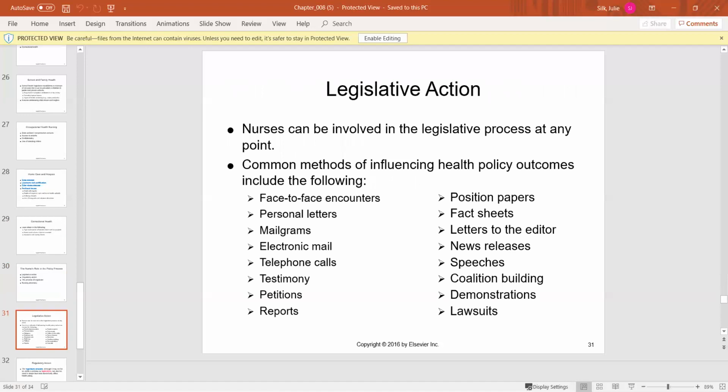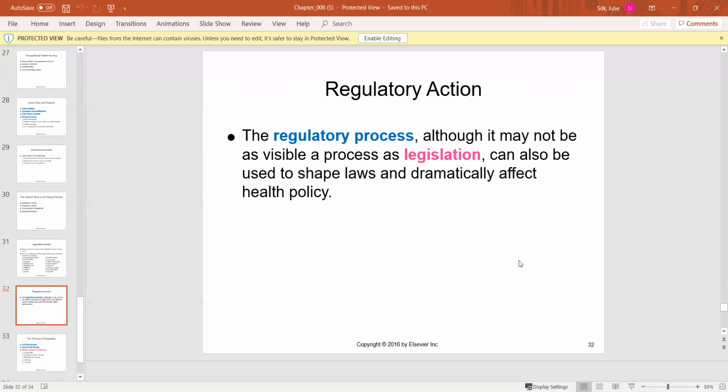This talks about how nurses can be involved in the legislative process at any point. You could do a face-to-face encounter with your congressman, like make an appointment and go actually talk to him face-to-face. You could do a personal letter, like I was saying. You could do an email, a phone call. You could even testify in court sometimes. You could do a petition. There are different position papers on things, speeches that people do. You can participate in demonstrations. There are all these different ways to help influence health policy.